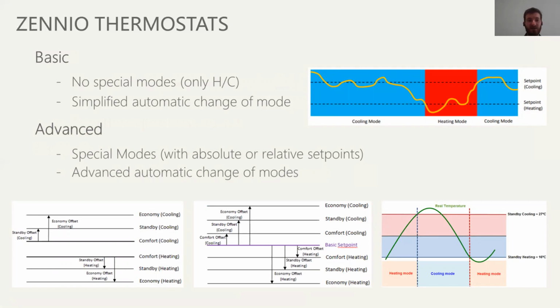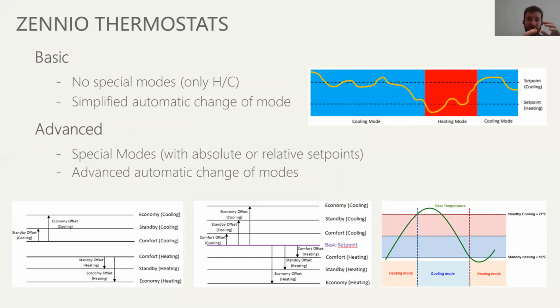Zenio thermostats can be defined in 2 ways, basic or advanced thermostat. There is no big difference in the way they work on the PI, on the 2-point hysteresis, or the PWM. That's done exactly the same way, both in basic and advanced. So if you select a basic thermostat, you still have PI, PWM, 2-point hysteresis. You still have all of that.